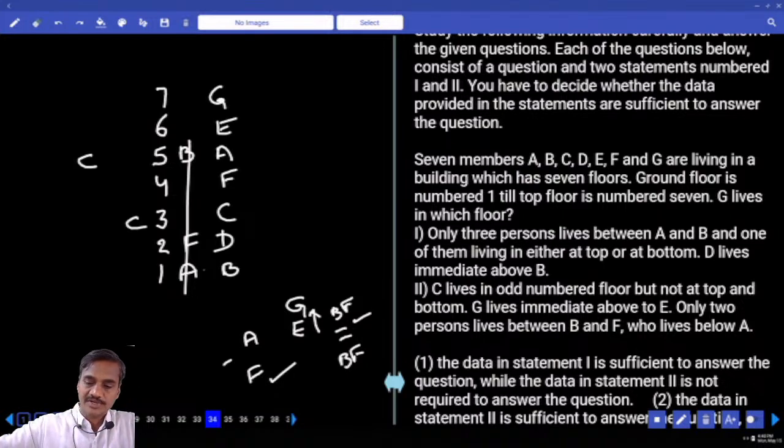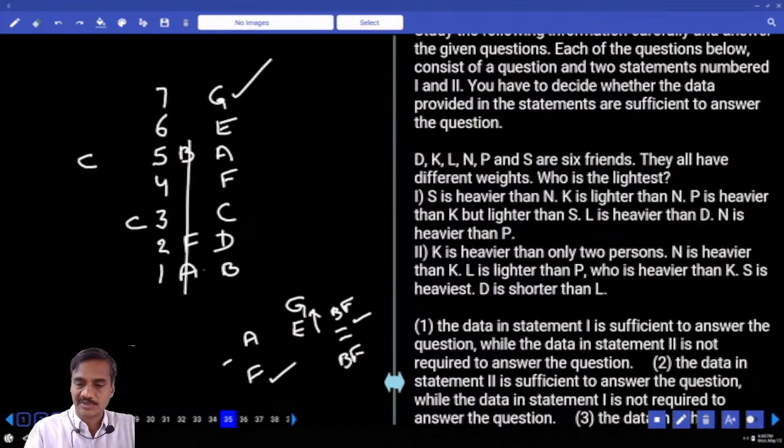And only 2 people between B and F. Now in between B and F, F lives below A. Then what is the position of G? G must be at the top. Then how are you getting the answer? By combining these two. Choice.